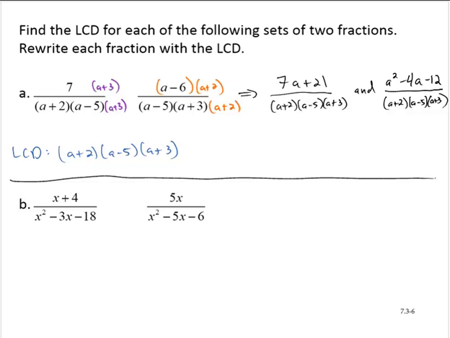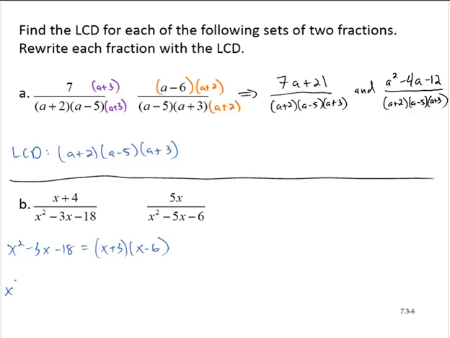Exercise B, I have x plus 4 over x squared minus 3x minus 18, and I have 5x over x squared minus 5x minus 6. Alright, so the first thing I'm going to do is write the factored forms of those denominators. X squared minus 3x minus 18 factors as x plus 3 by x minus 6.